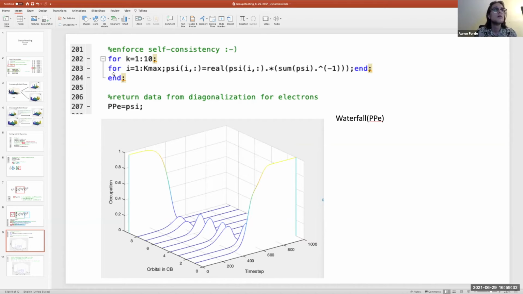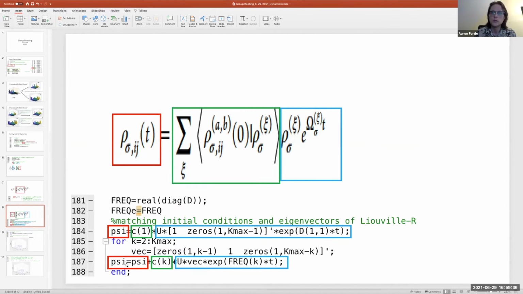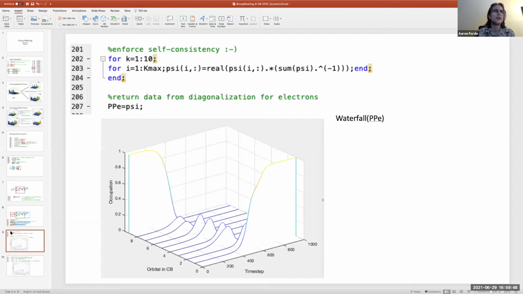So from this step, these psi's aren't normalized. So if you stopped at the code here, the things can get bigger than 1 fairly quickly. So to ensure that everything stays normalized, that's what this little routine does. So that when you add all of the occupations together, it equals 1.